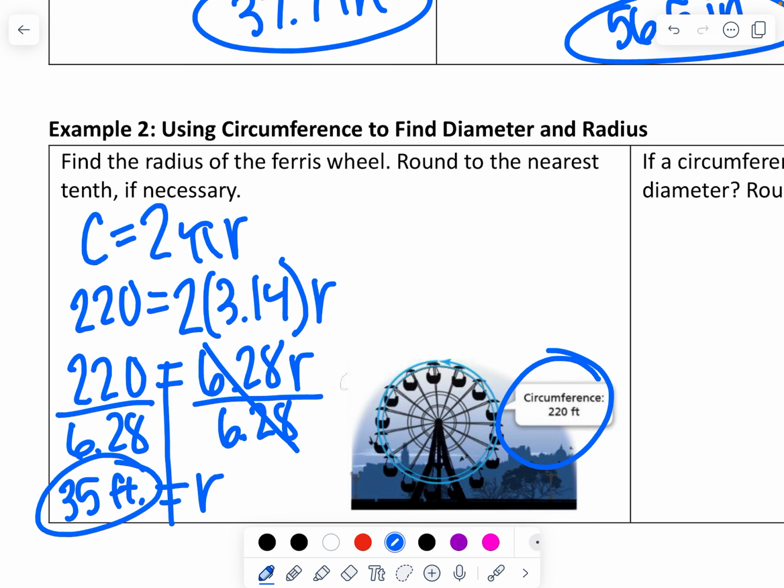So that's our final answer, but I want you to be thinking, if it was asking us for diameter, what would the diameter be? Remember, diameter is just double the radius, so we would do 35 times 2, and we'd get 70, so our diameter would be 70.